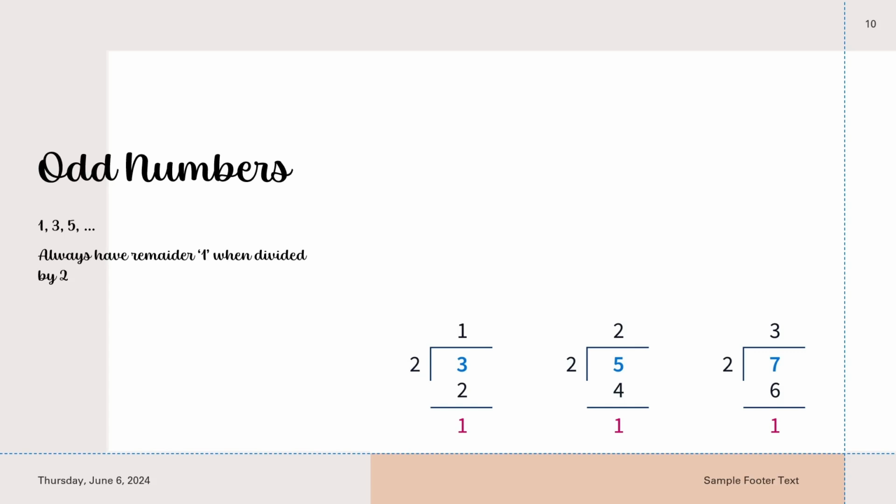On screen you can see some examples where the remainder is 1 in case of odd numbers.